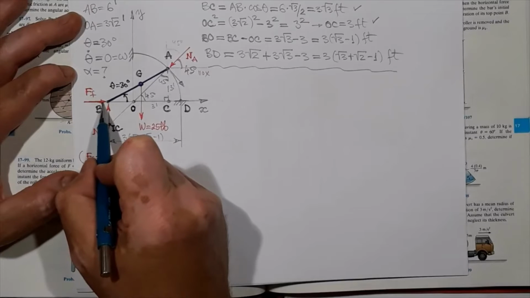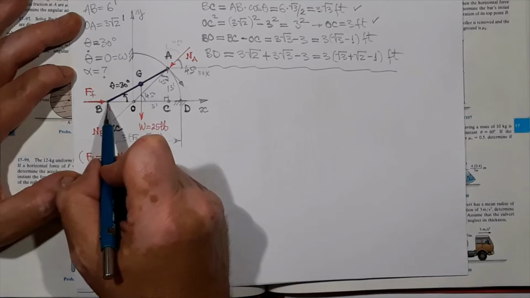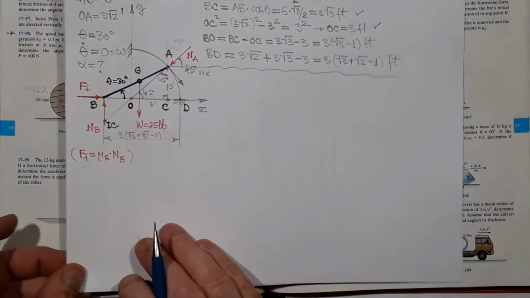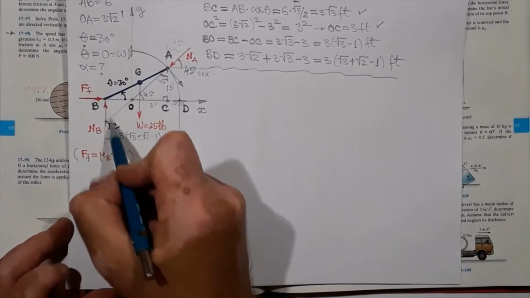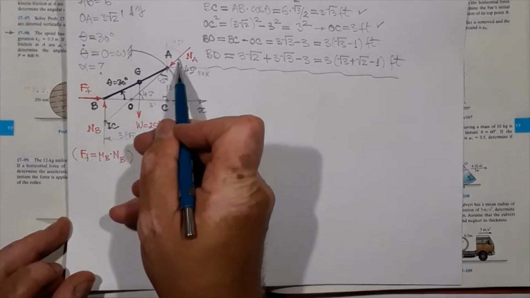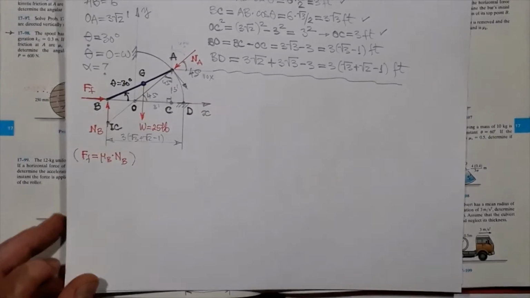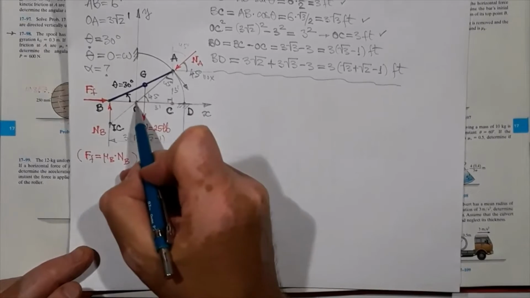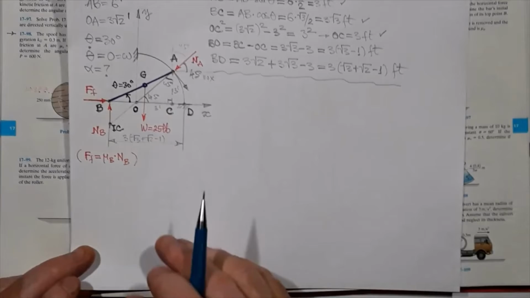Normal at B and friction force will have 0 moment. Normal at A does not have a moment about B, since it's not through B, it's through O, so it occurs as an unknown.